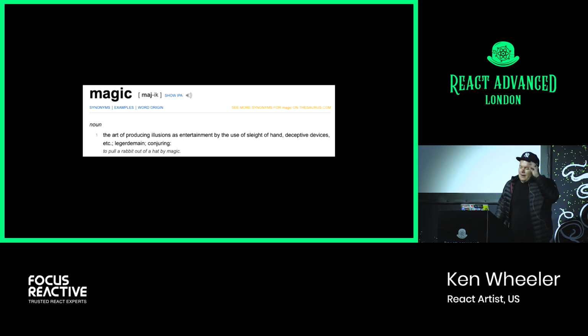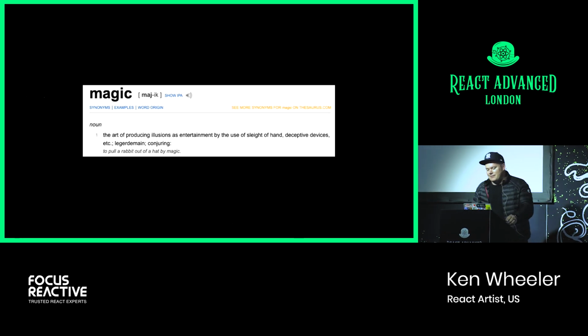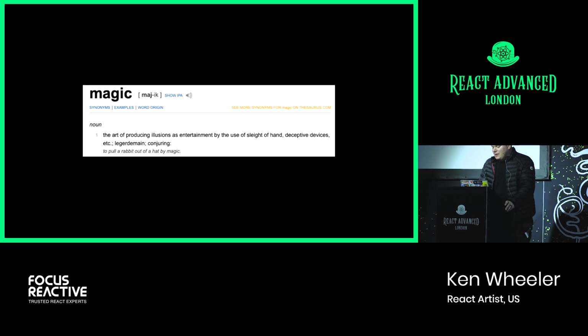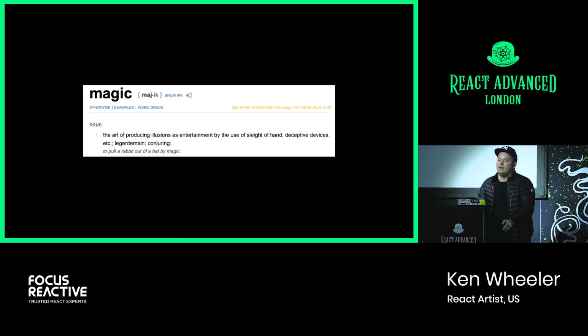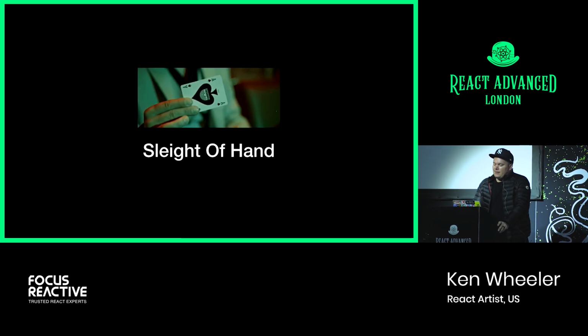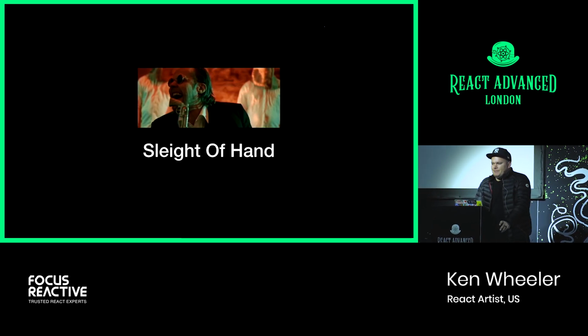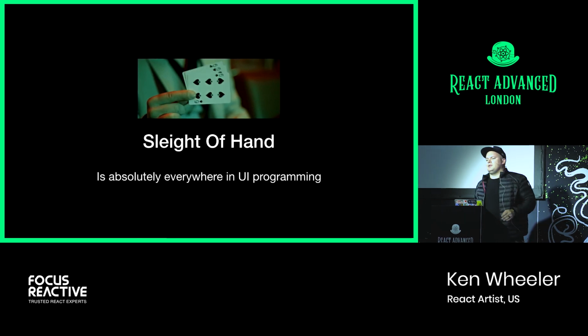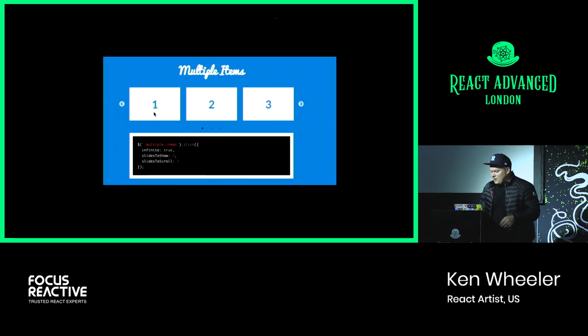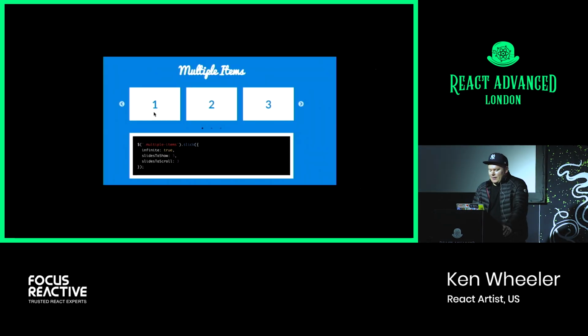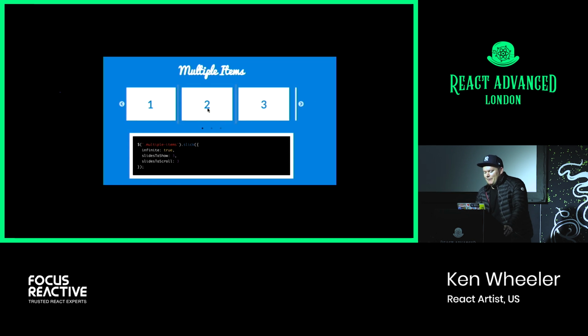Magic, defined by whatever dictionary on Google came up first, is illusions as entertainment by the use of sleight of hand, which is basically trickery. And it's absolutely everywhere in UI programming, as you can see in this incredibly unmaintained carousel.